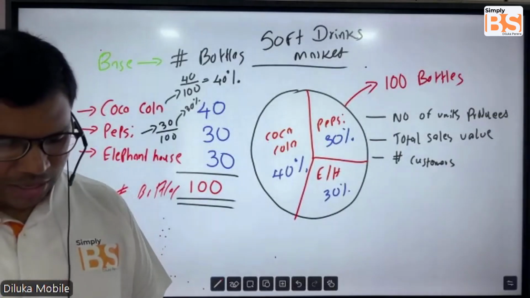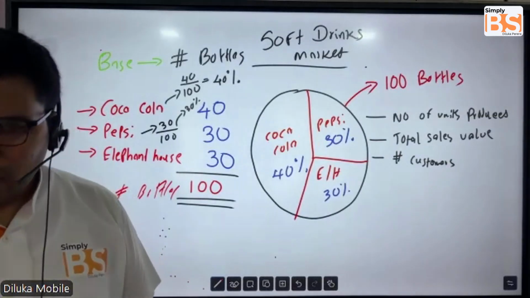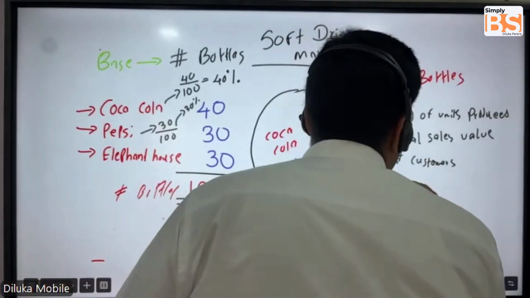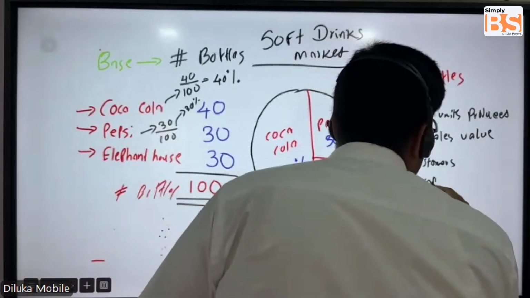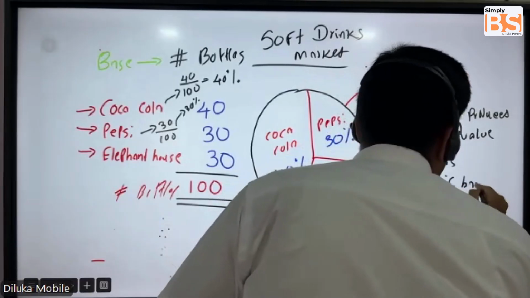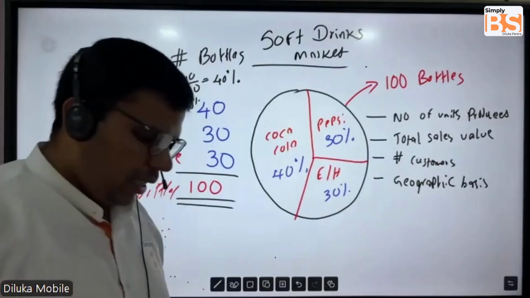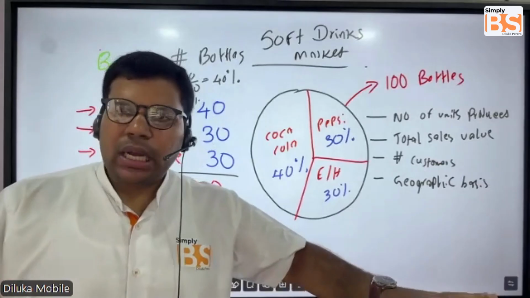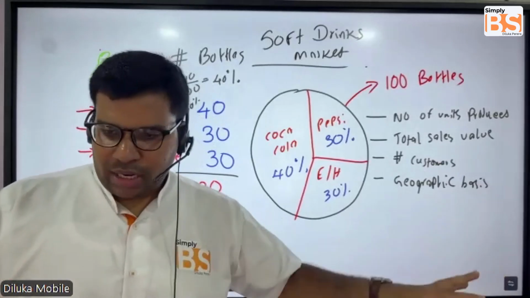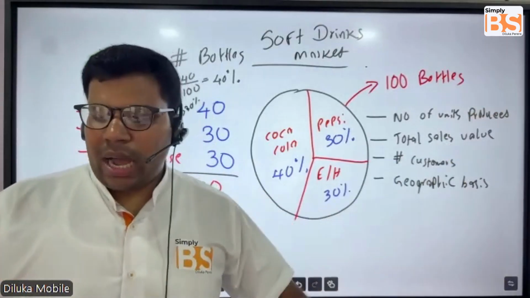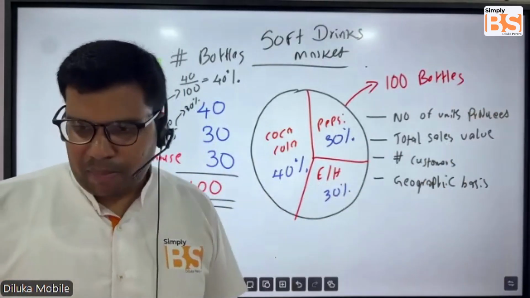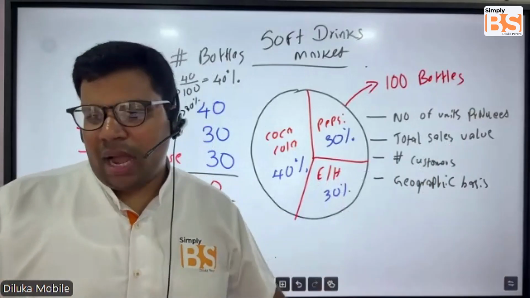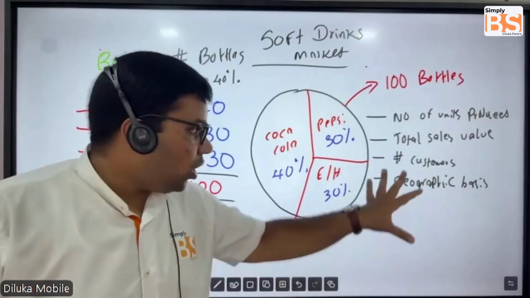Or else we can use the geographic basis as a consideration. We say from the Colombo district, this amount of market share is being accommodated by this company. From the northern province, this amount of market share is being accommodated by this company. So, geographic basis.